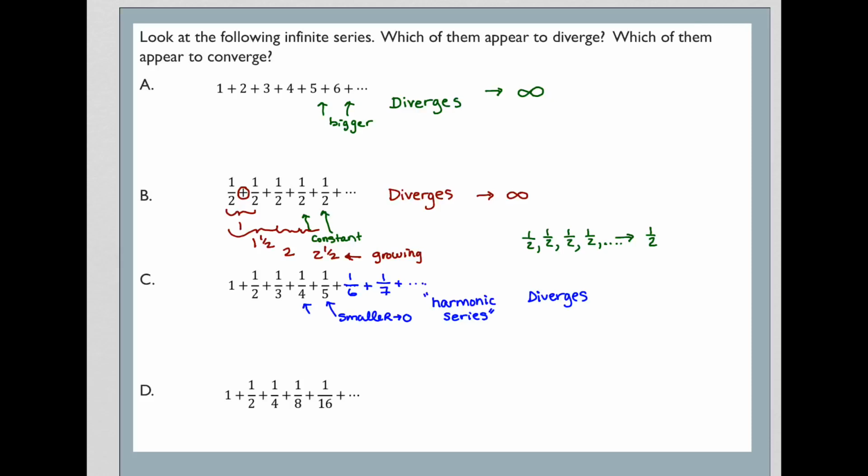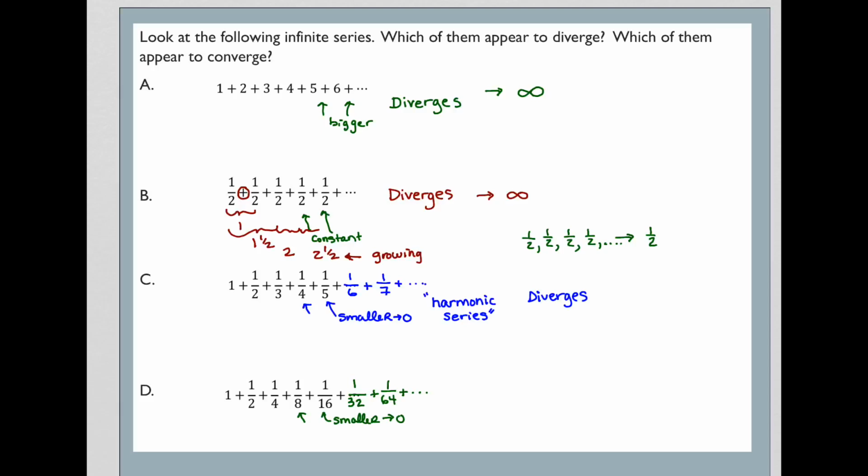Okay, how about that last example? Let's consider the series 1 plus a half plus a fourth plus an eighth plus 1/16. First, our terms are getting smaller, just like in example C. In fact, they're heading to 0. What would be the next term in this series? After 1/16, it would be 1 over 32. And then the next would be 1 over 64.